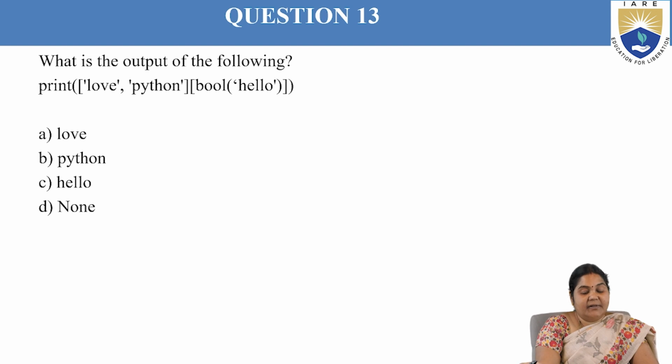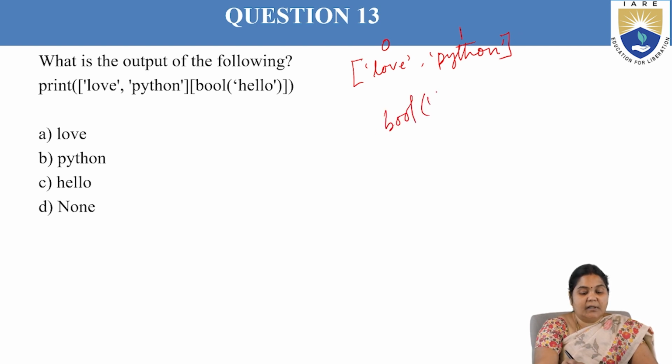Again, this is a very interesting question regarding the Boolean function. Now here, what is the output? How is this evaluated? For printing, there are two strings, love and Python. The first string is at index number 0, and the second is at index number 1. And this will be printed based on the Boolean function bool(hello).